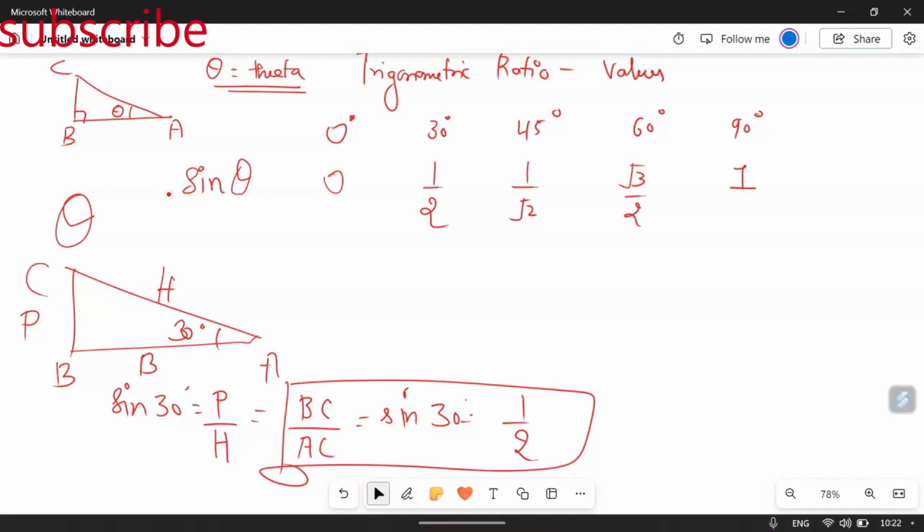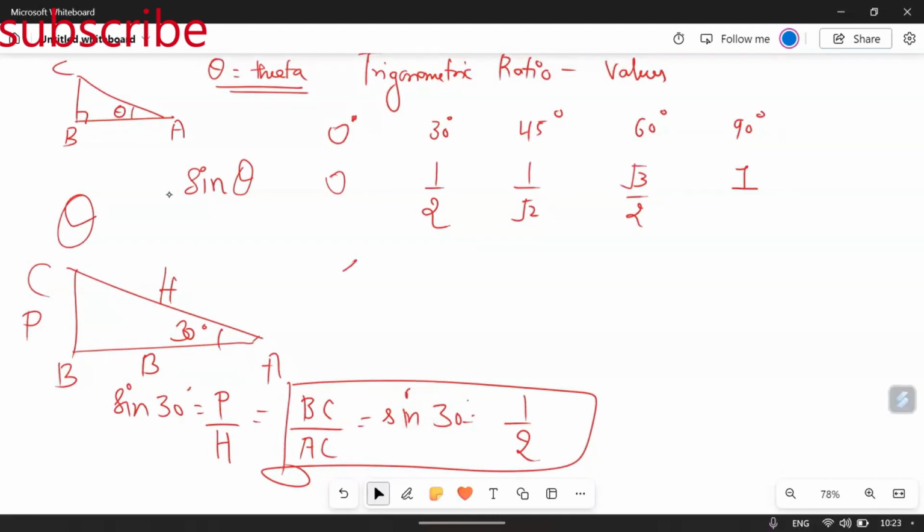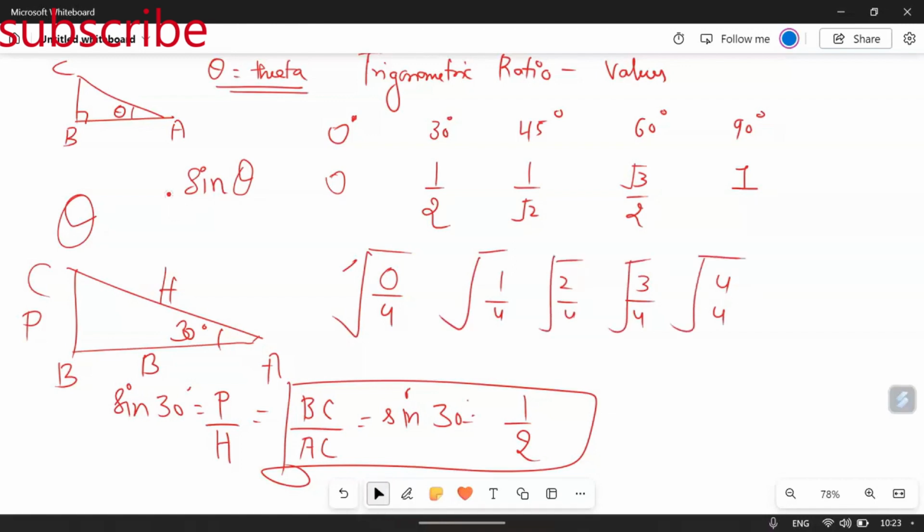Okay. Sometimes students get confused how to remember this value. So I'm going to give you a trick: first write down 0, 1, 2, 3, 4. Then divide all by 4, 4, 4, 4, 4, and take the root. Take the root. So if you get confused, this is the trick to remember.